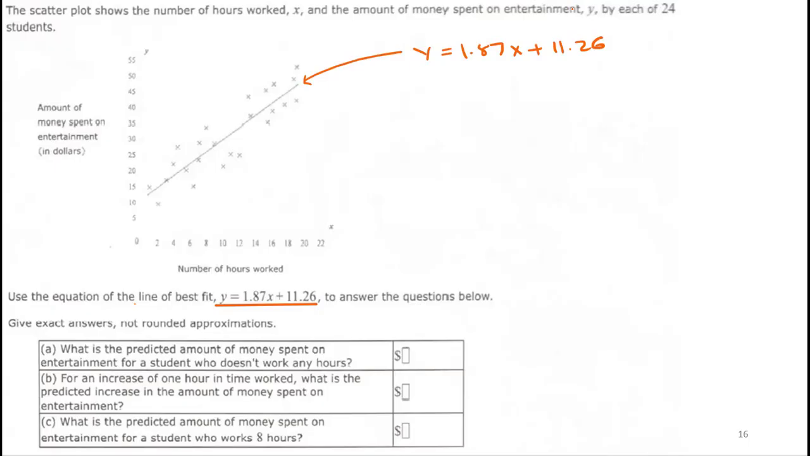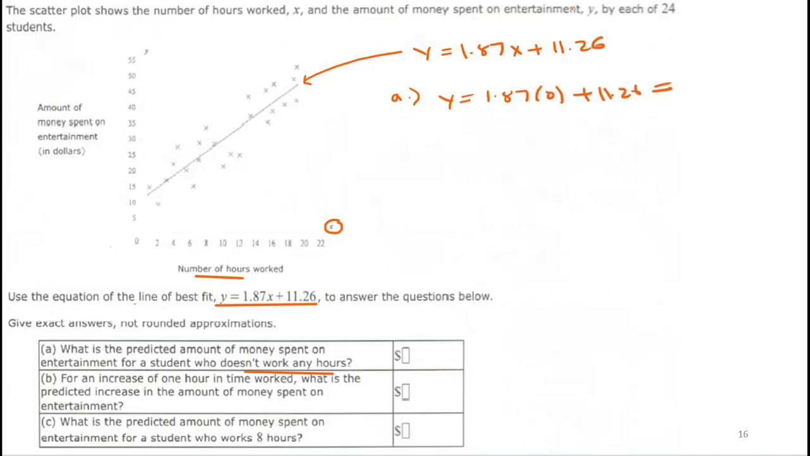All right, and we need to use this equation to answer our questions. It says, what is the predicted amount of money spent on entertainment for a student who doesn't work any hours? Remember, the x-axis represents the number of hours. So if they didn't spend any hours working, we would put 0 in for x. This is part A: y is equal to 1.87 times 0 plus 11.26.